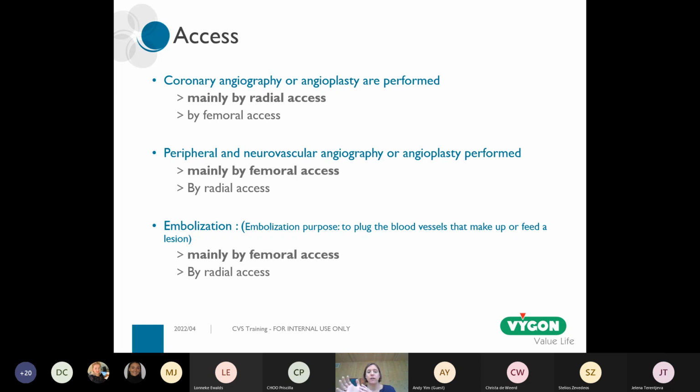Peripheral and neurovascular angiography and angioplasty are mainly performed by femoral access, but the radial access is growing. So you have to keep this in mind. And the embolization purpose is to plug the blood vessels that feed the lesion, okay? For embolization, many are performed by femoral access, but there is growth in radial access. So you could have opportunities to sell the SIL1 to the targeted doctors.